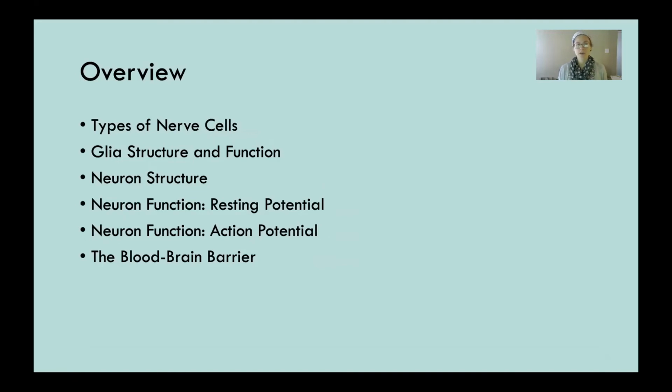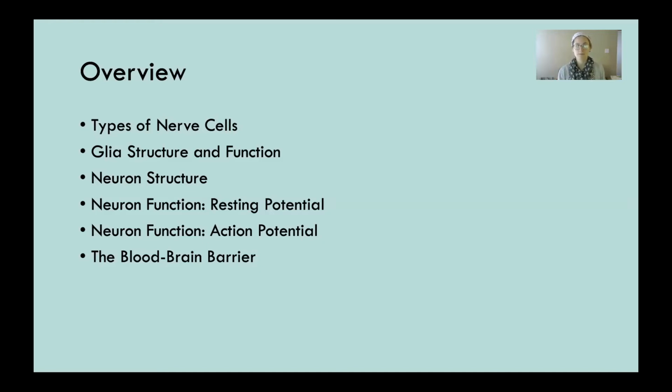We're going to talk about types of nerve cells, glia, structure and function. Glia is one of the types of nerve cells. Neurons are the other. We'll talk about their structure. They also have a complicated function, and we're going to talk about the detailed steps of that in terms of resting potential and action potential. And then we're going to end with the blood-brain barrier. So just keep that in mind when you're doing your reading if you're confused about where to look to follow along.